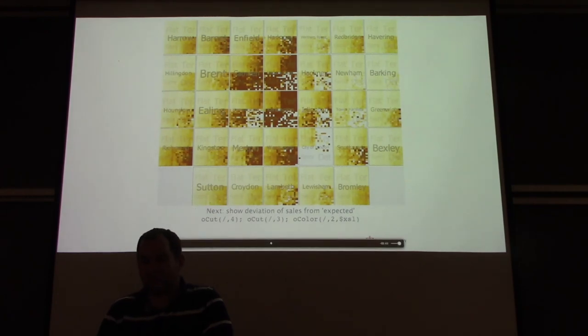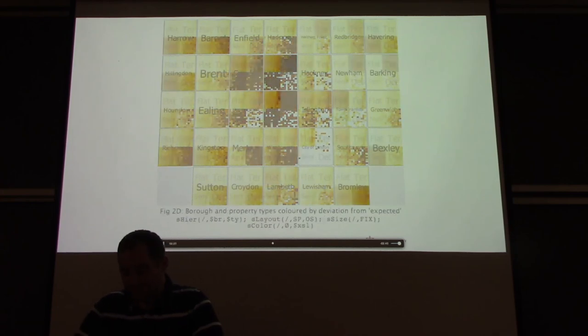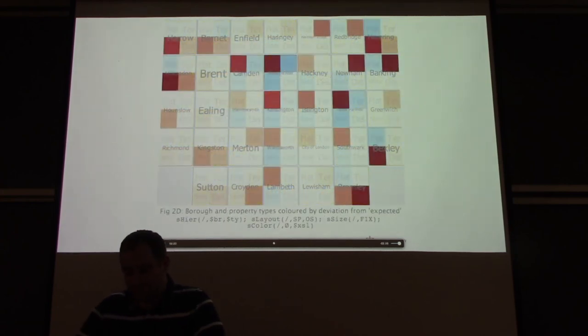So this is what I mean by deriving what they're doing here and now. They calculate the average price, and then instead of showing the price, they show the deviation from the average price. It can be used to test hypotheses. The diverging color scheme shows blue for lower than the baseline and red for higher than the baseline, showing that flat sales dominate in the center, but terraced and detached housing dominate in more peripheral areas.